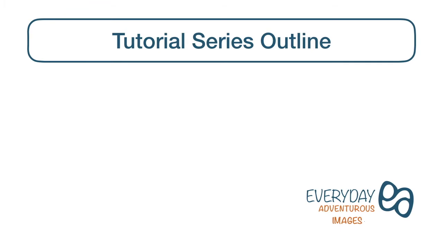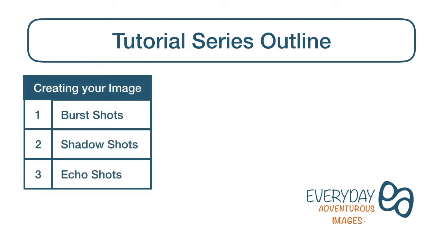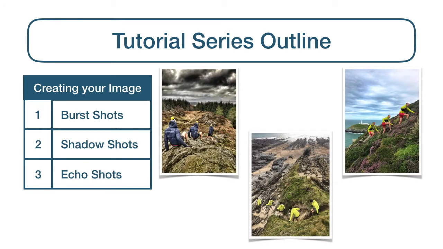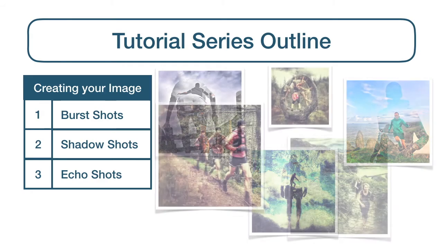The series comprises of 8 video tutorials split into 3 parts. In the first part, creating your image, step-by-step guides will show you how to use Snapseed to stitch together your photos to create the 3 different types of movement images that I use most often. Burst shots, shadow shots, and echo shots.